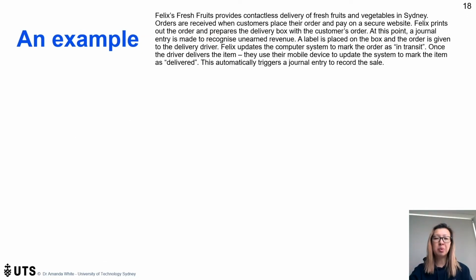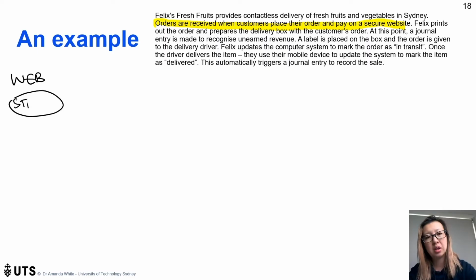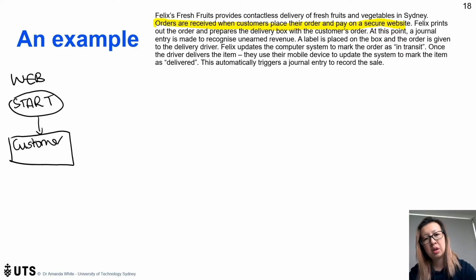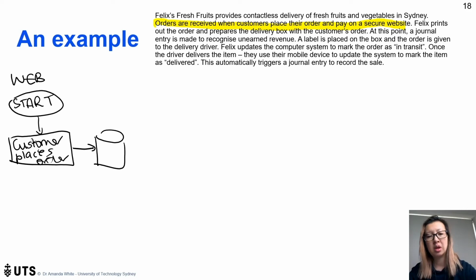So here's our example. We've got Felix's Fresh Fruits. They provide contactless fruit and veggie deliveries. So I'm going to start with the first part, which says that orders are received when customers place their order and pay on a website. So I'm going to draw that out first. So this is, I'm going to say here, this is on the web. So we have a start. Then we have a computer-based process. So customer places order. Okay, that order goes into some sort of system here.